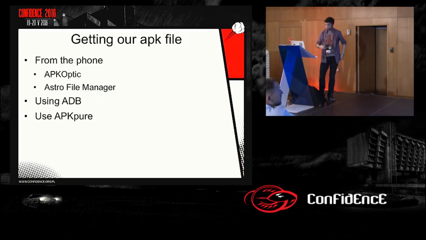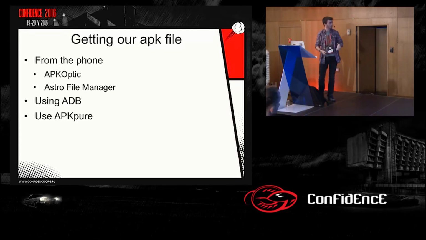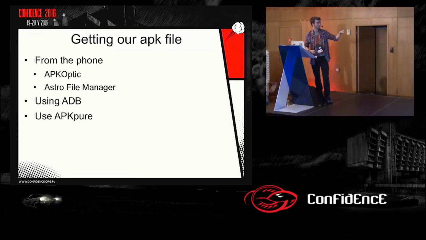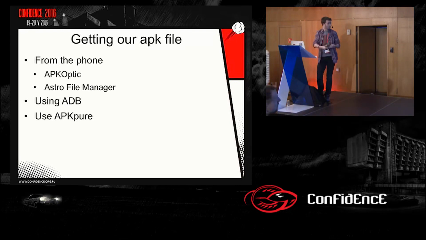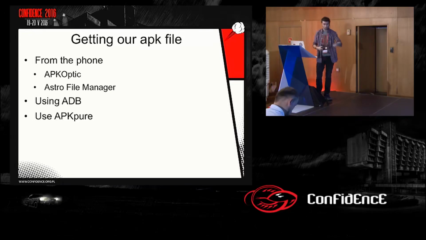So then, to start the reverse engineering process, we need to get the APK to start working on it. If we have an Android device, we can install, for example, these two tools, APK Extractor and the Astro File Manager, which will generate a backup of the application on your device, and with this APK, you can work with the compile and disassembly. Also, we can use the Android Debug Bridge to pull the APK from the device.